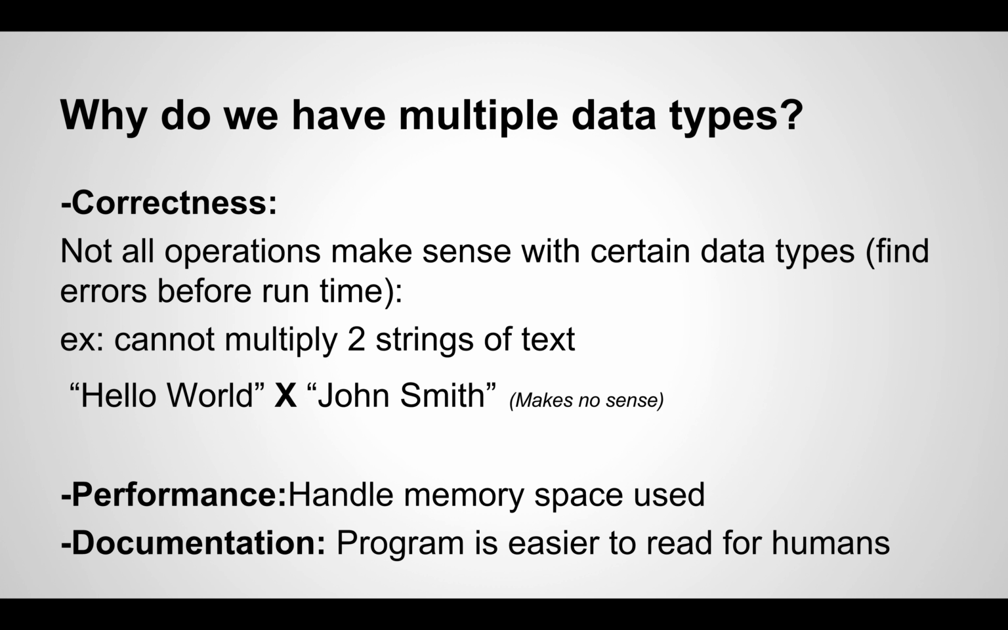And then another reason why we use multiple data types is for documentation. By documentation, we mean that programs are easier to read for us humans, in the sense that if we say this data is a whole number, we know during the whole code, as we read it, that this variable would be used for a number and not for an image or something else. So it's easier for us to read the code.